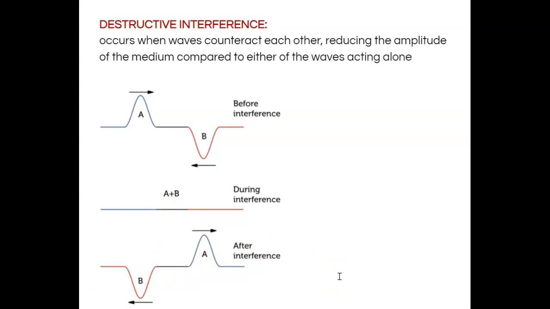This is called complete destructive interference. So when both waves sort of annihilate each other, then what you have is a situation of complete destructive interference. But it doesn't have to be necessarily complete. It can be partial and so on and so forth, as you probably saw yesterday in our hands-on lab.